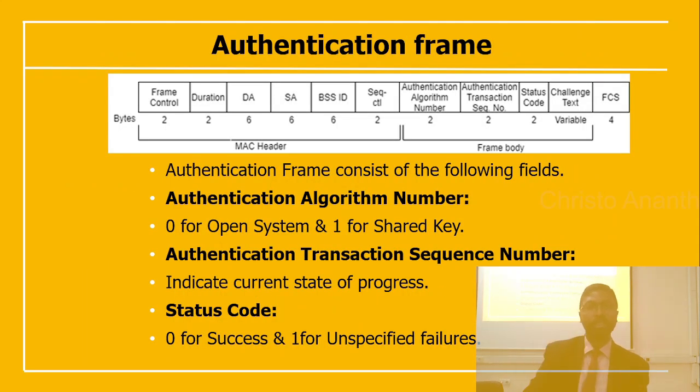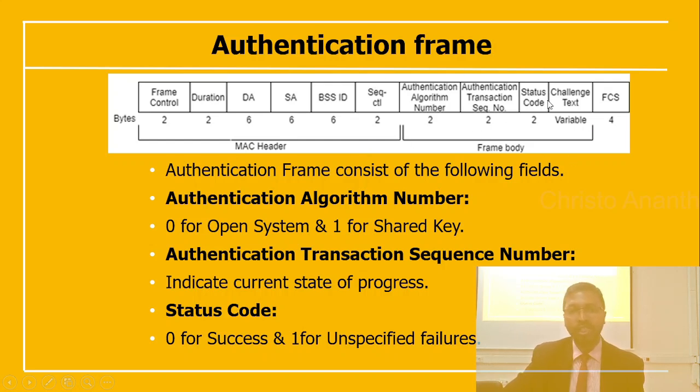In the authentication frame we see here: frame control, duration, destination address, source address, BSSID, sequence control. This is all the MAC header, and this is the frame body. In the frame body: authentication algorithm number, authentication transaction sequence number, status code, challenge text, and the FCS. So the MAC header, and this is the frame body.